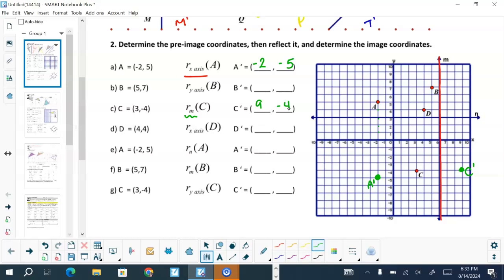If you still want to use your patty paper, that's fine. You can still put your patty paper down, trace the point, trace the line that they want you to reflect over, and then do that the same way that we did it up above. It should still get you the same answer, okay?